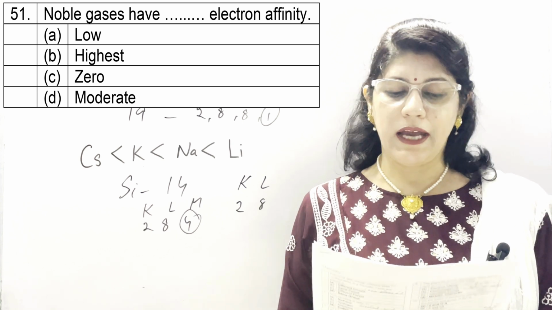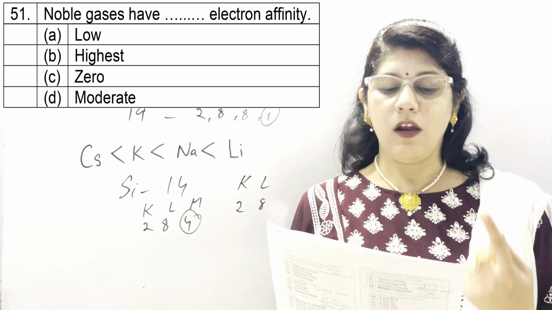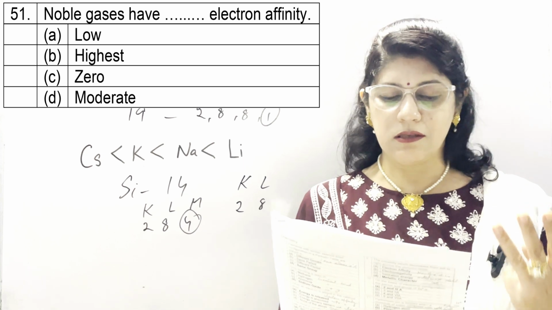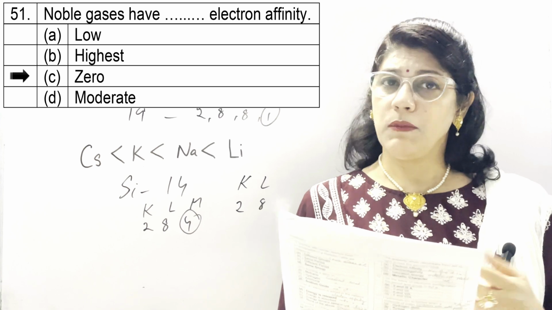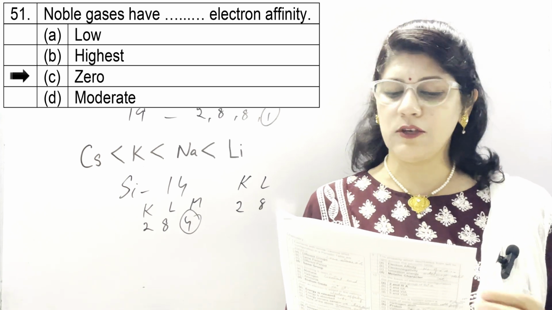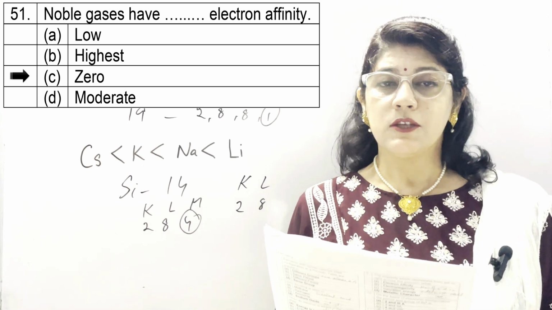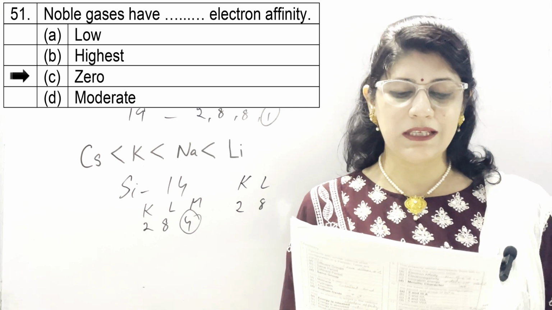Question number 51. Noble gas have dash electron affinity. A low, B highest, C 0 and D moderate. They have 0 electron affinity because they have a completely filled octet and do not participate in bonding. So correct option is 0, which is C.